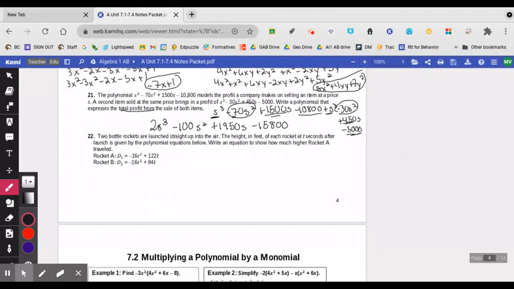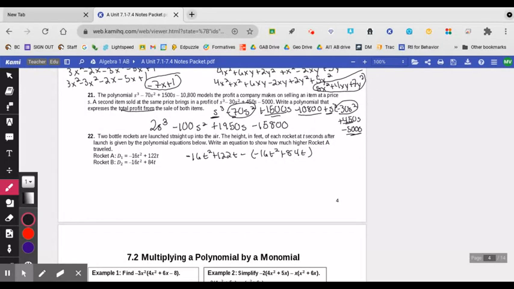22, 2 bottle rockets are launched. The height in feet of the rockets at t seconds are given by the polynomial. Write an equation to show how much higher. So if I want how much higher, that means subtraction. So I'm going to do negative 16t squared plus 122t minus parentheses negative 16t squared plus 84t.